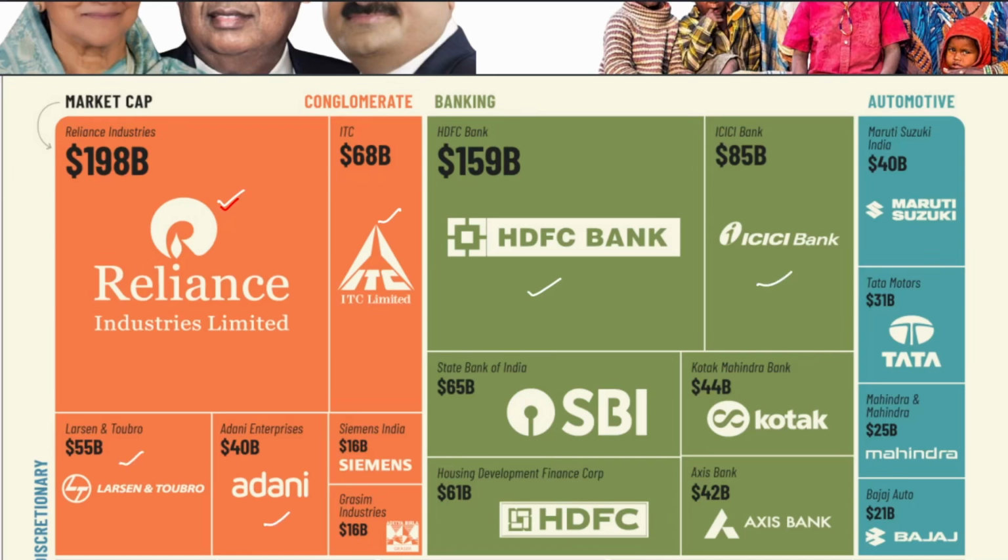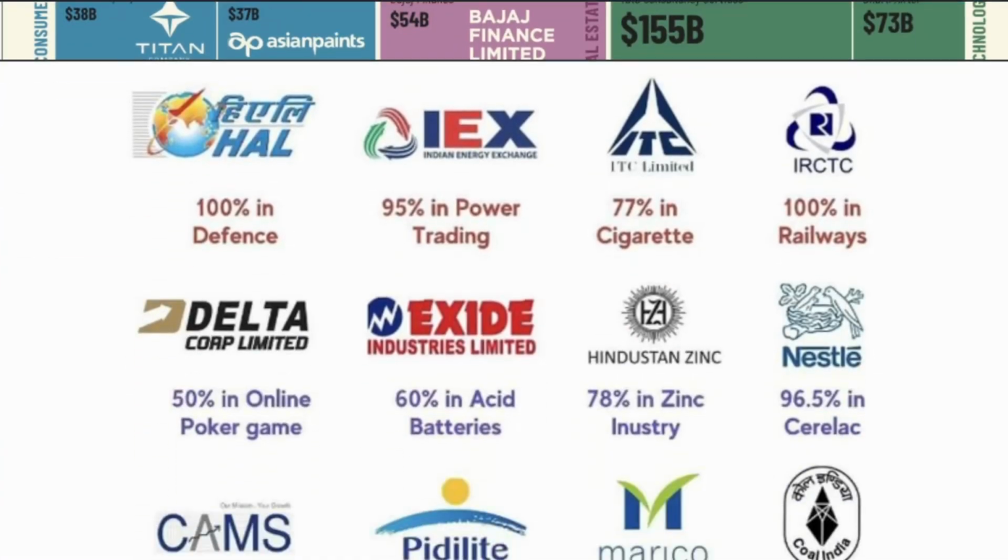And oftentimes, what is happening is they are producing the same type of goods, market goods. Let's say HAL. HAL has 100% of the share in defense. IEX, 95% of the power in trading. 77% in the production of cigarettes, ITC. IRCTC 100% in railways. Let's even come to the private companies such as Exide, 60% in acid batteries. Delta Corp Limited, 50% in online poker games. Let's say Pidilite, 70% in adhesives. Fevicol is very big.